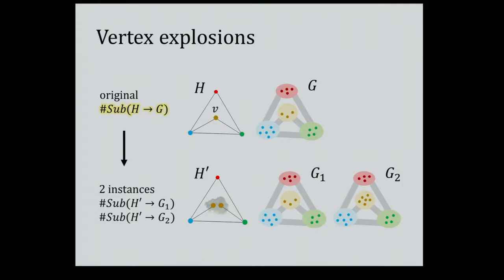So you end up reducing the instance H to G. This instance of counting H in G can be reduced to two instances of counting H prime in some graph G1 and in another graph G prime. Once you know these two numbers, you can compute, by some very simple linear algebra, this original number of subgraphs.